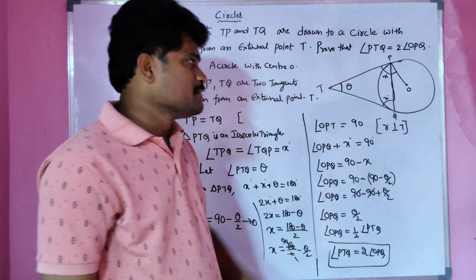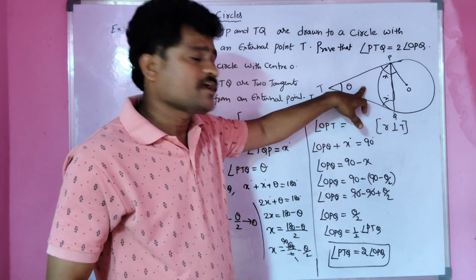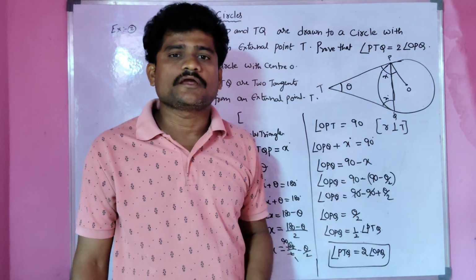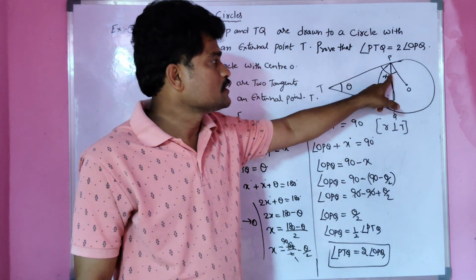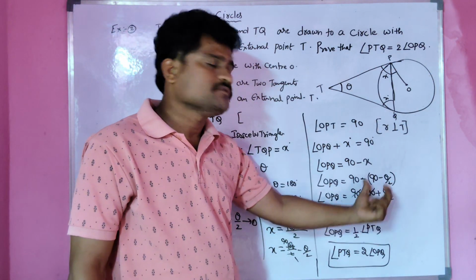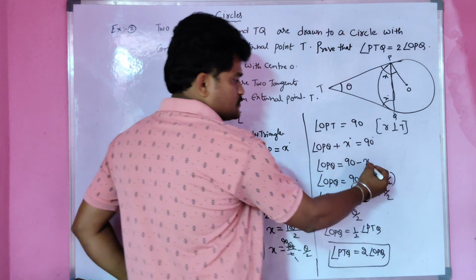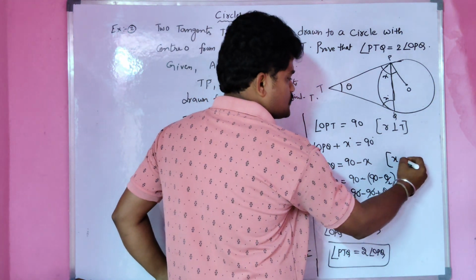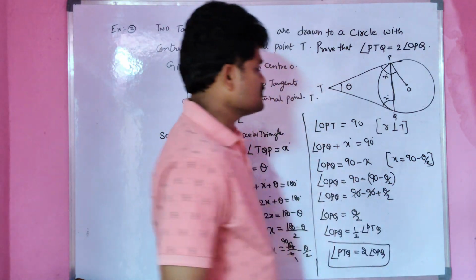So in this proof, the complete simplification is connected within this triangle only. We first prove the isosceles triangle, then find the value of x, and took a small condition. If you substitute here, we get the answer. So instead of x, I substituted the value x is equal to 90 minus theta by 2. So just write it here. Okay?